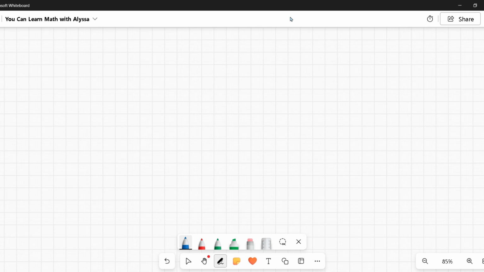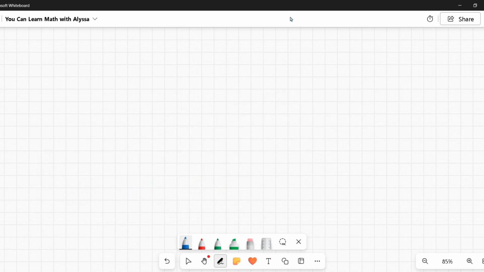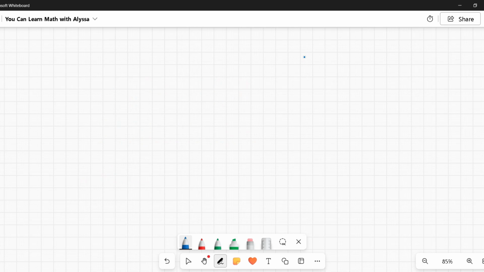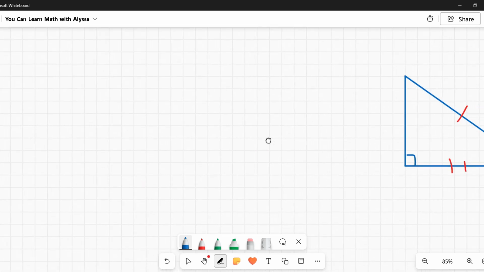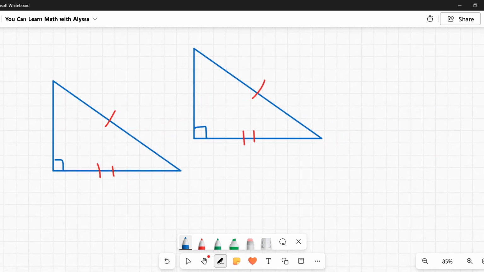Today we're talking about RHS congruence. Now the RHS here stands for right angle, hypotenuse, side. And since we have the word hypotenuse and right angle, I'm betting that you're guessing we're talking about triangles. And if that's what you're guessing, you are guessing correctly.